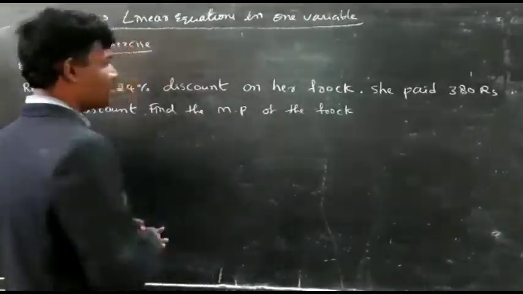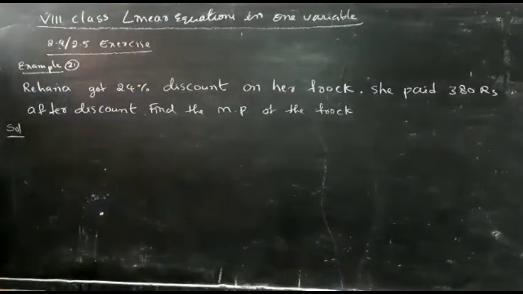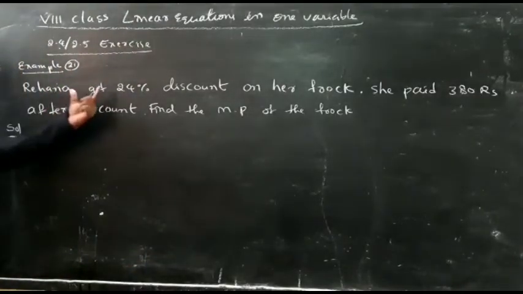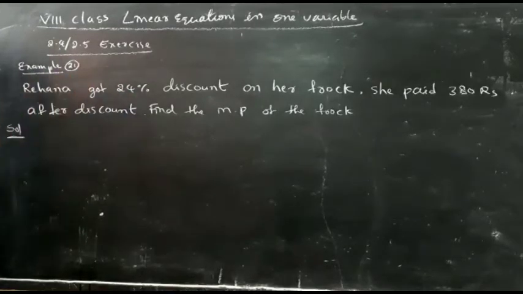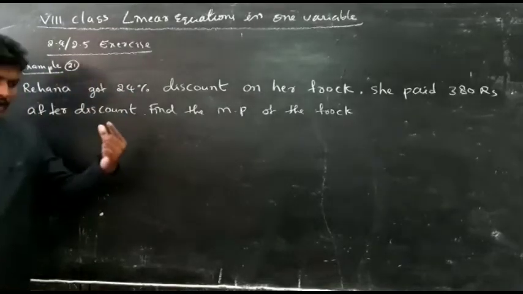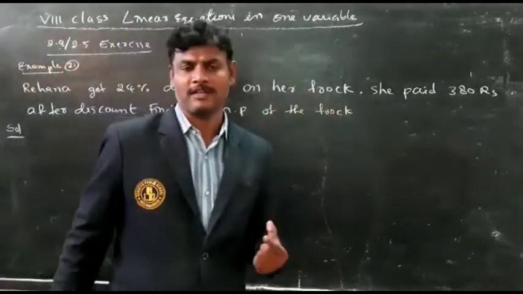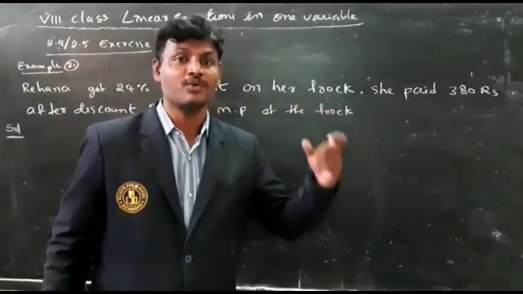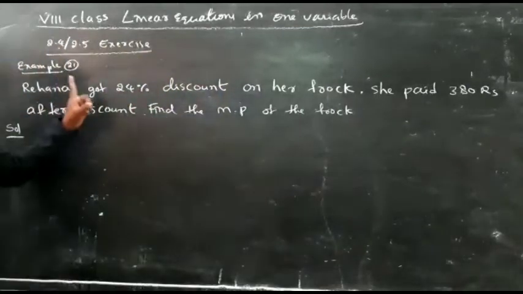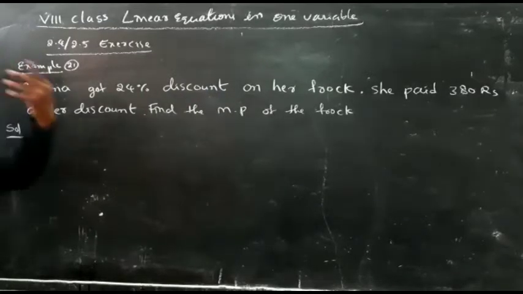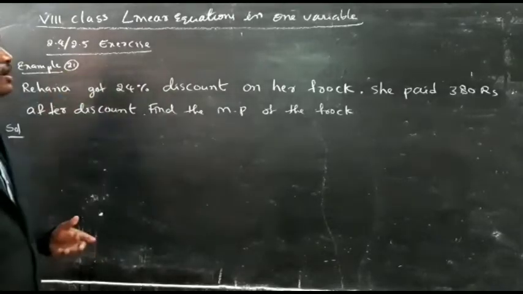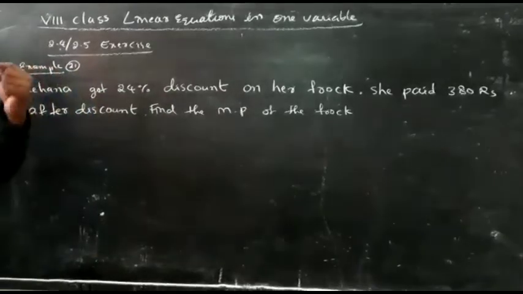So here is another question. That is nothing but example 21. Rehana got 24% discount on her frock. For example, Rehana went to one shop to buy a frock. She got a 24% discount on her frock. How much did she pay? 380 rupees after discount. Now find the market price of the frock.